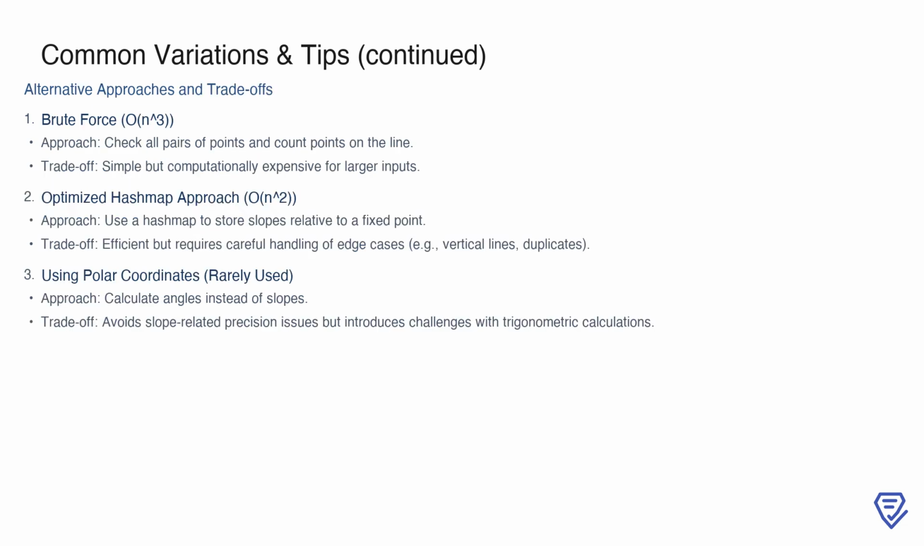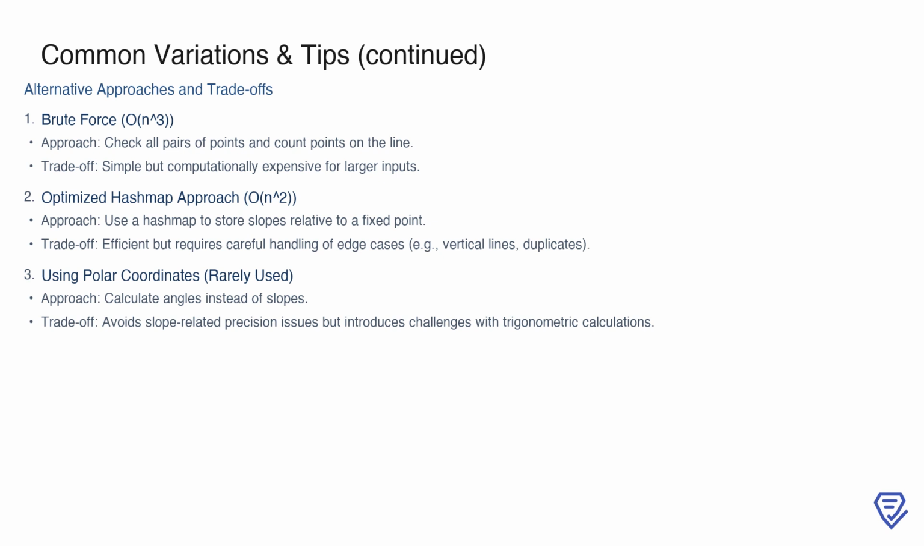There are several approaches to solving this problem, each with its own trade-offs. The brute force approach, with a time complexity of O(n³), involves checking all pairs of points and counting the points on each line. While this method is conceptually simple, it's computationally expensive and impractical for larger inputs. A more efficient solution is the optimized hash map approach, which operates in O(n²) time. Here, slopes are stored in a hash map relative to a fixed point, and careful handling of edge cases like vertical lines and duplicates ensures accuracy.